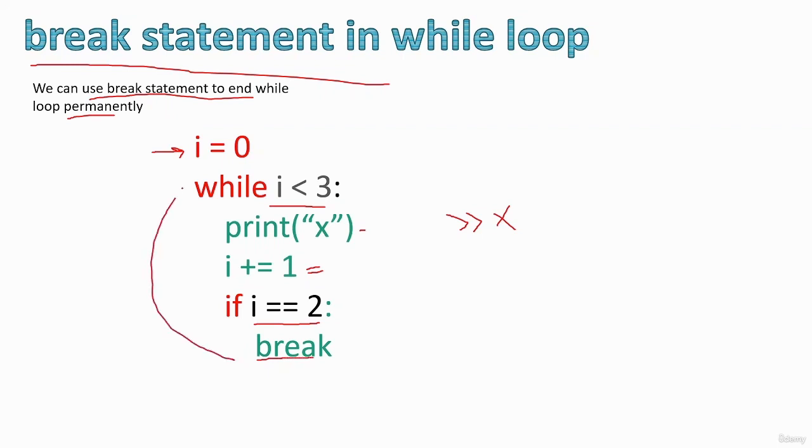Again it will go to the beginning. So I is equal to 1. It is still less than 3. So it will print x again. Again it will add 1 to the I. Now I is equal to 2. So now this condition is true. So now it will run the break statement. So it will end the while loop permanently without going to the beginning.